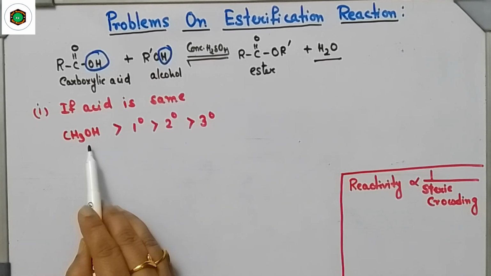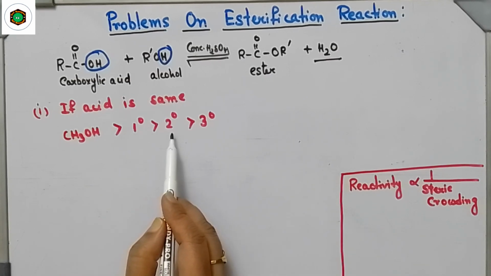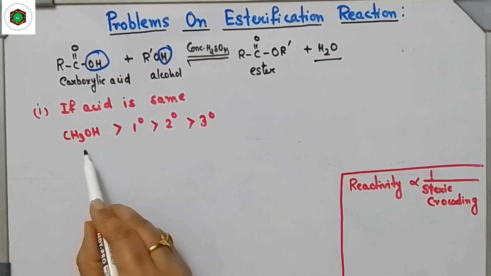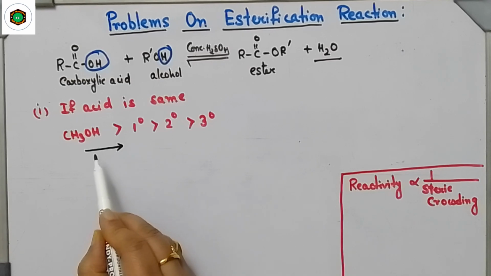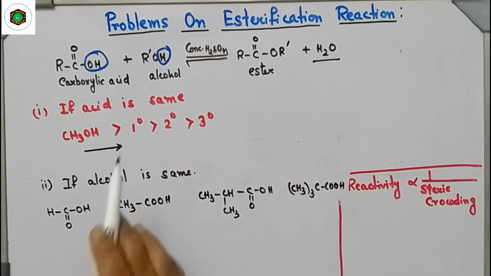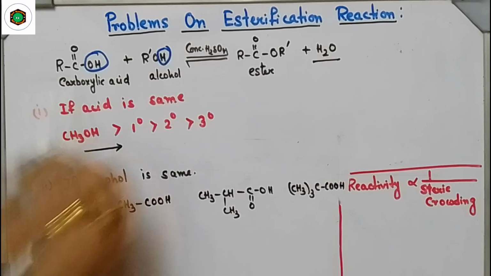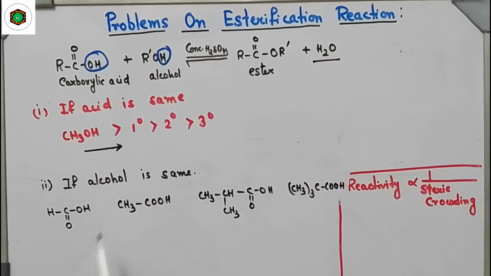So see, steric crowding is increasing in this direction, so reactivity is decreasing in this direction. So methanol is highly reactive. After that 1 degree, then 2 degree, then 3 degree. In this direction reactivity is decreasing since steric crowding is increasing. At the same time, if alcohol is same, then reactivity for esterification depends on steric crowding in the carboxylic acid part. With increasing steric crowding here, see reactivity will decrease.